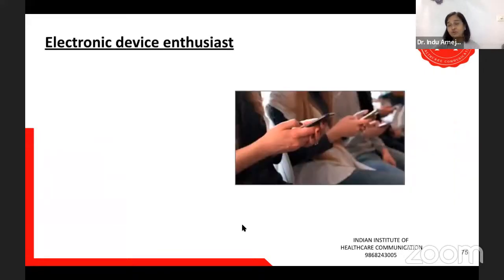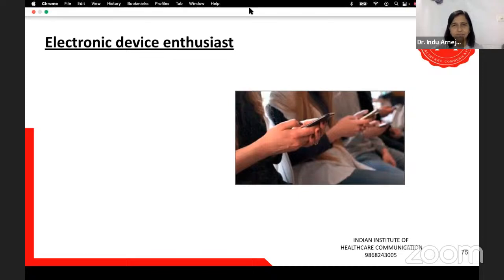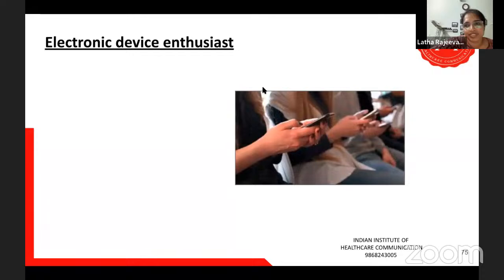Another category which you often see, especially in the younger age group, is electronic device enthusiasts. They'll always have a phone in hand. Very often they will check their Facebook, their WhatsApp, their Instagram, and they can also disturb people sitting on the left and right. But how will you deal with them, by the way? How will you deal with them? All phones in silent mode before starting the meeting.